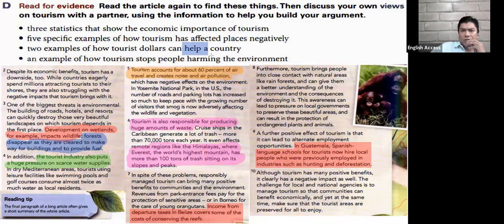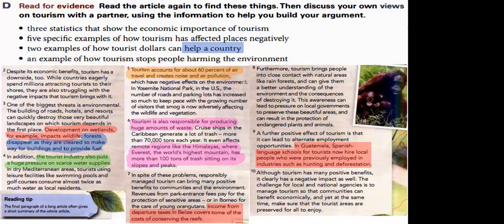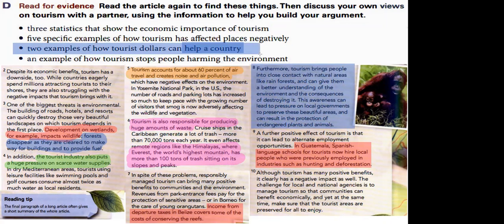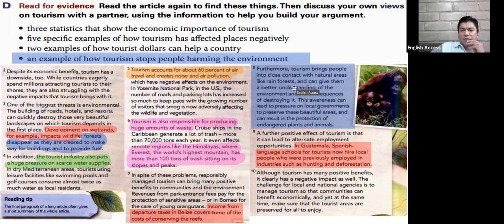But will that help a country? Now I think it's the last one. An example of how tourists stop people harming the environment. These are all paragraph 8. That will be for number 3? Now for the last one, number 4. Yes, Liliana, is that what you're saying? I think that the last one, an example of how tourists stop people harming the environment, yes, that will be paragraph number 8. That's right.